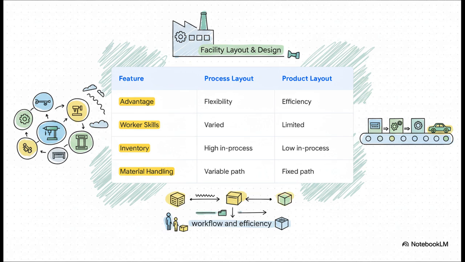Okay, let's break this down. The big advantage of a process layout is flexibility. You use workers with a wide range of skills, and you move stuff around with things like forklifts. But with a product layout, the huge advantage is pure efficiency. You have workers with very specific, limited skills doing the same thing over and over, and materials move on a fixed path, like a conveyor belt. It's the classic business decision: flexibility versus efficiency.